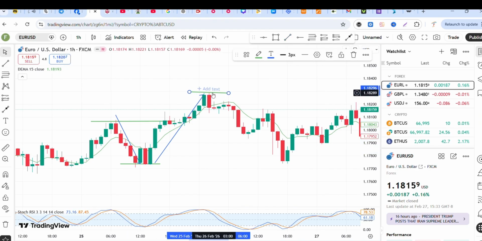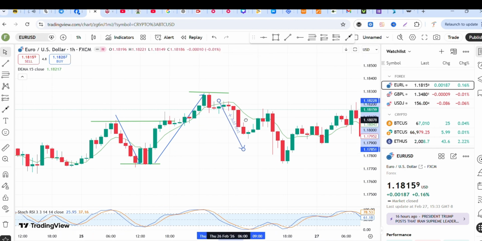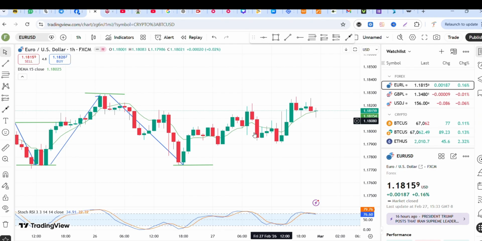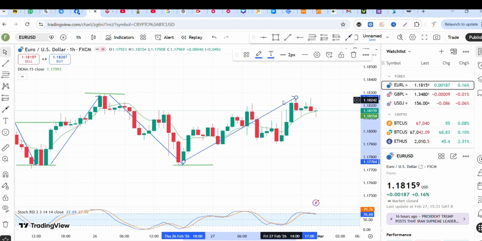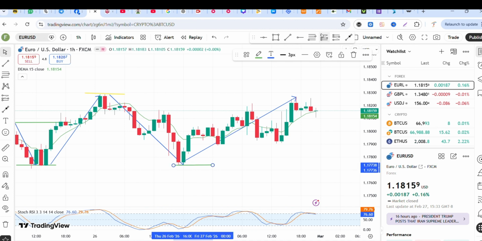So as it got higher, now sellers took control again. It got lower. You see that movement? So sellers took control, and then what is happening again? Buyers are taking control. So that's how the chart moves. You can see. So buyers are taking control. Now let me color this yellow.